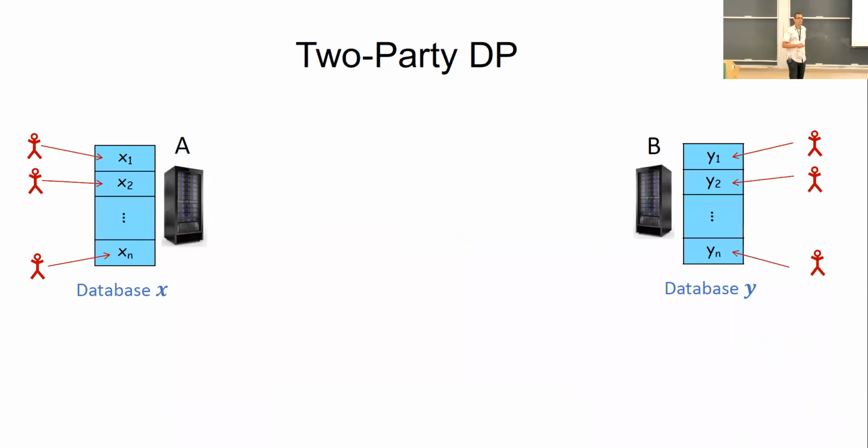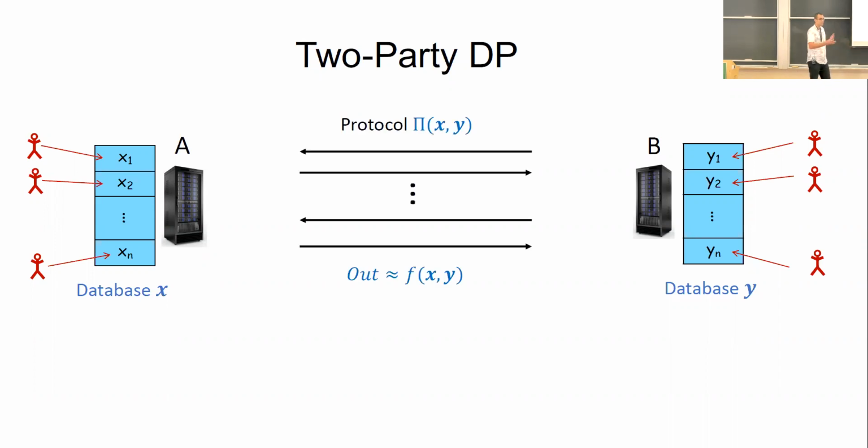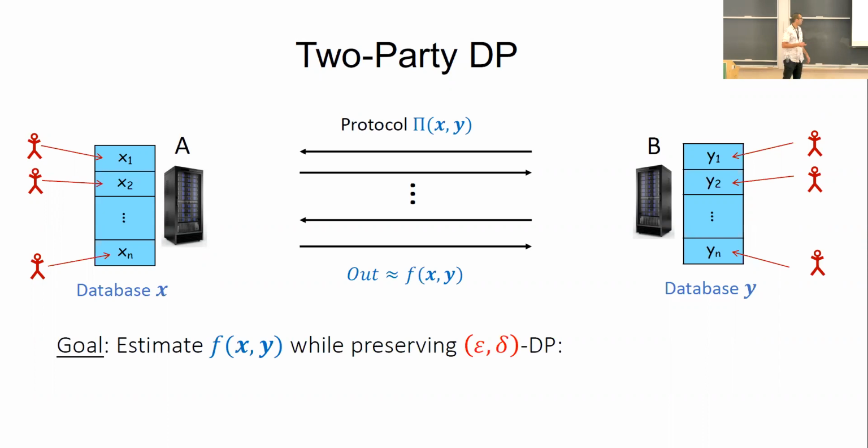So what is two-party differential privacy? In these settings, we have two servers, A and B. A holds the database X, and B holds the database Y. Now they interact with each other according to some protocol in order to estimate some function over the entire data X and Y. And the goal is to estimate f(X,Y) while preserving epsilon, delta differential privacy.